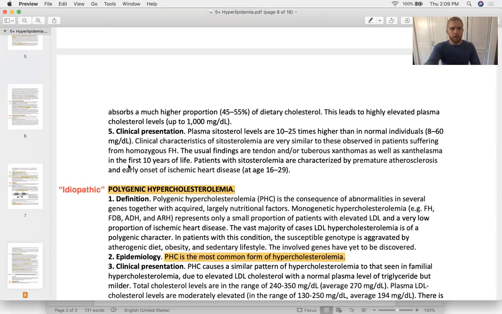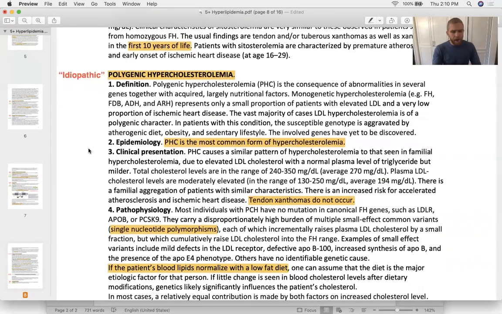A final important note that I didn't highlight is that this typically presents in childhood, the first 10 years of life. Because plant sterols are so bad for you, you're going to know very soon if you have this defect. And finally, the last type 2A Fredrickson that we're dealing with is the polygenic hypercholesterolemia.